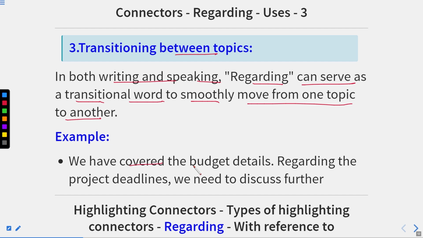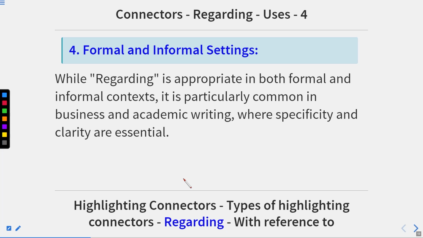For example, we have covered the budget details. Regarding the project deadlines, we need to discuss further. Now here, the sentence is complete. Again, we are using regarding. Regarding the project deadlines means whatever the project deadlines are, we are talking about that. We need to discuss further. Budget details is another part, and this is another part. So we use regarding because we need not write the project details again. We can use the keyword to show that we are talking about whatever has been discussed about the project deadlines.